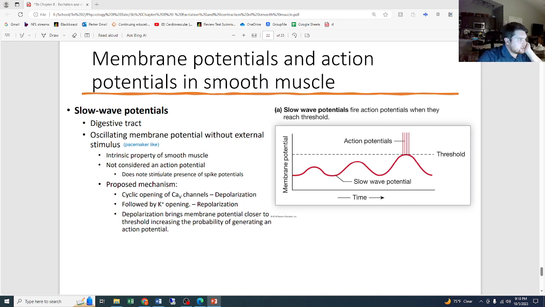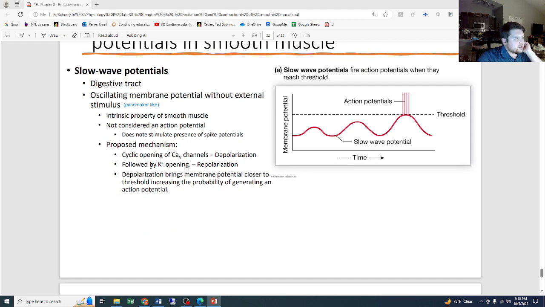This does not stimulate presence of spike potentials. So the cyclic opening of voltage-gated calcium channels leads to depolarization, followed by the potassium channels opening, and you get repolarization. And depolarization brings the membrane potential closer to the threshold, increasing the probability of generating an action potential.